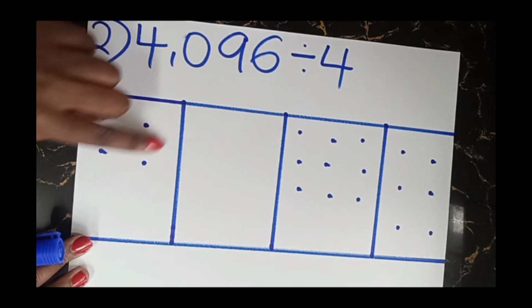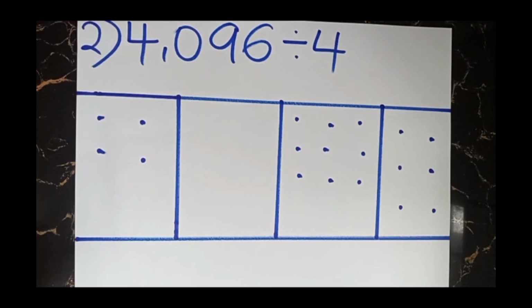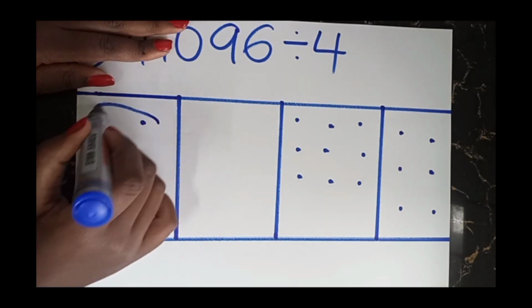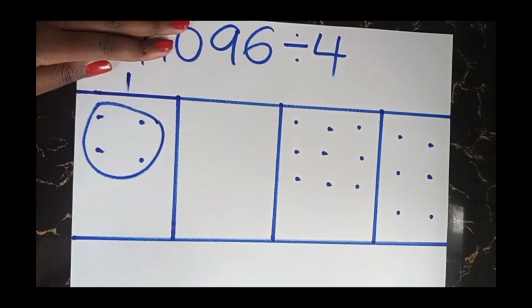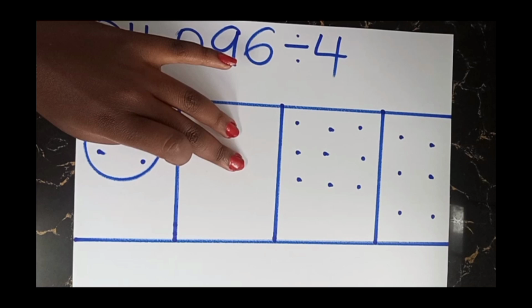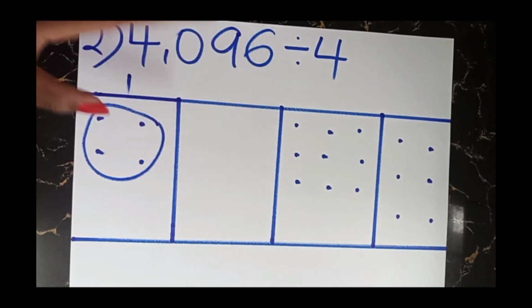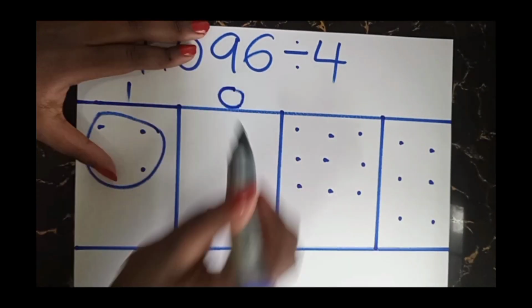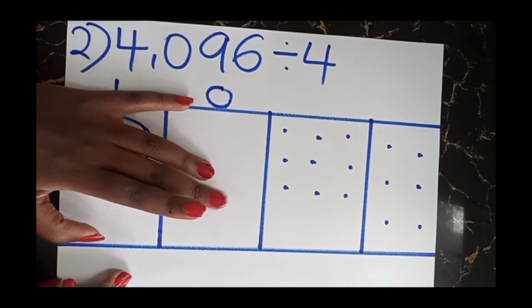So how many groups of 4 do we have here? Here we only have one group of 4. This is the only group of 4 that we have here. So you'll write a 1 over here. Are we together? So here we don't have anything, so that means that we'll write a 0 because we have nothing to do here.